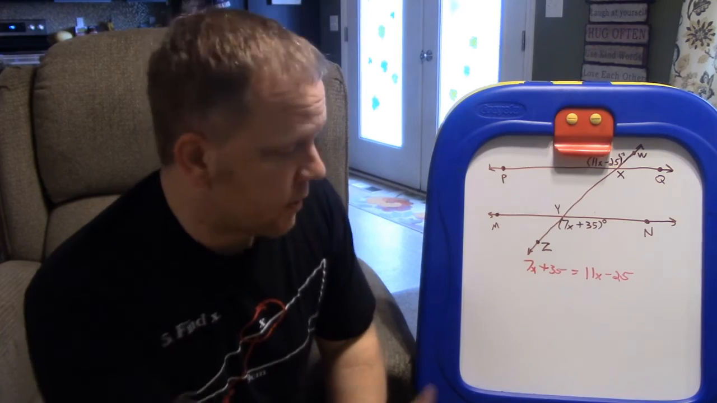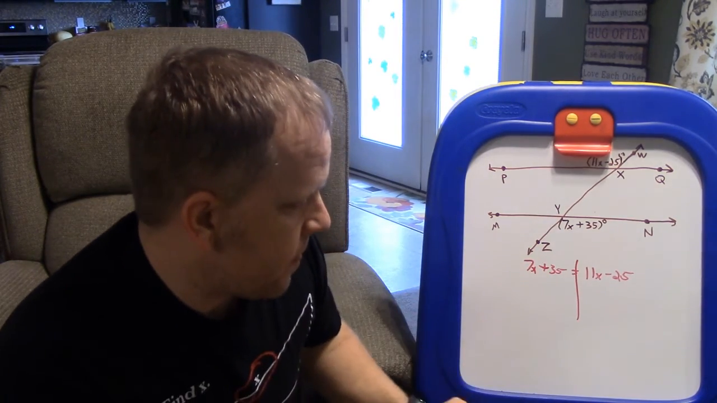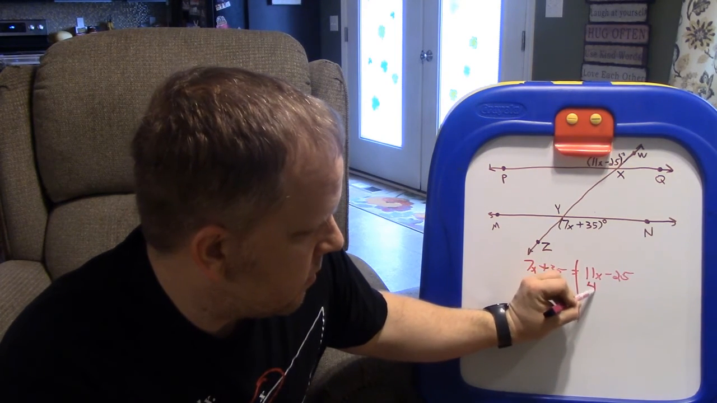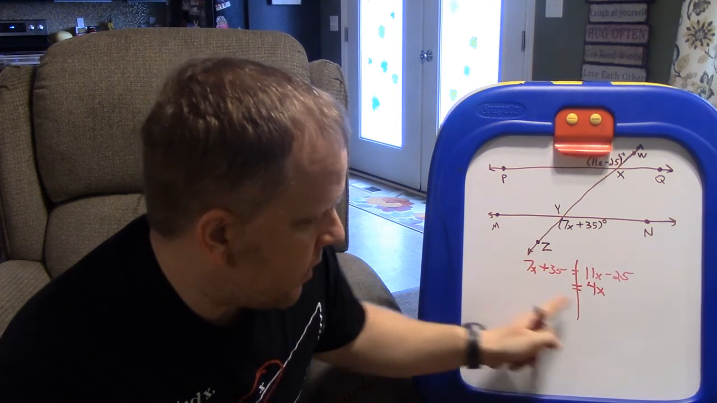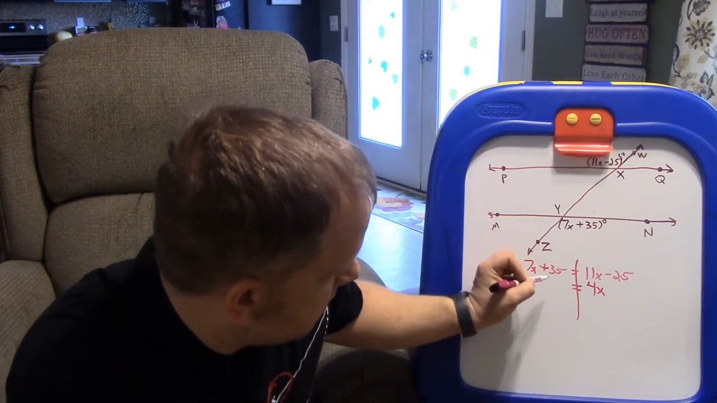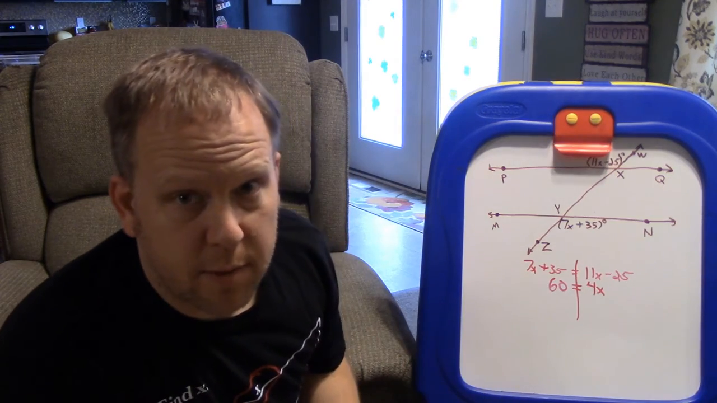Okay, geometry's over. This is algebra. You know how to do this. Solve for the variable. Subtract 7x from both sides. Add 25 to the other side. 35 plus 25? 60. Divide by 4.